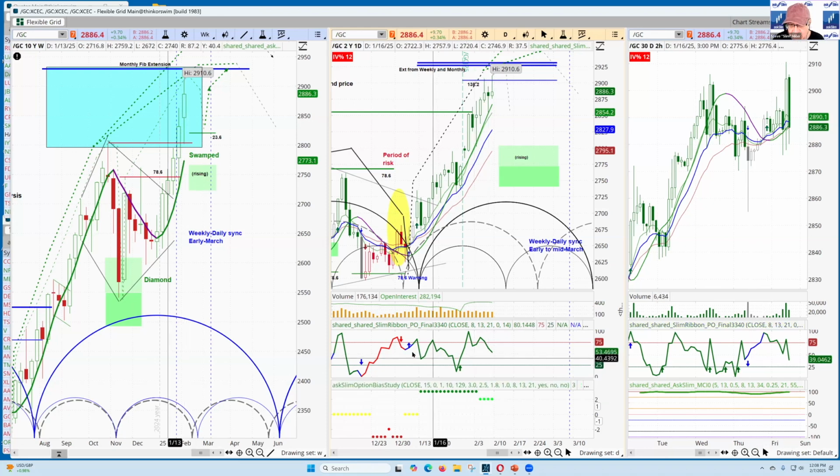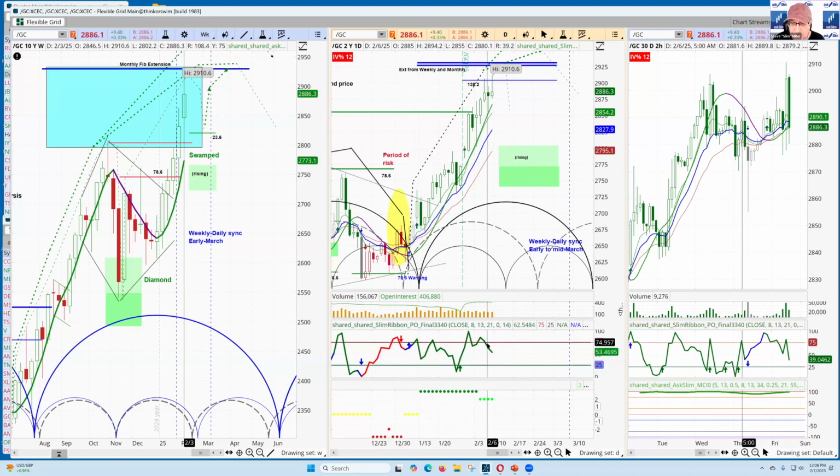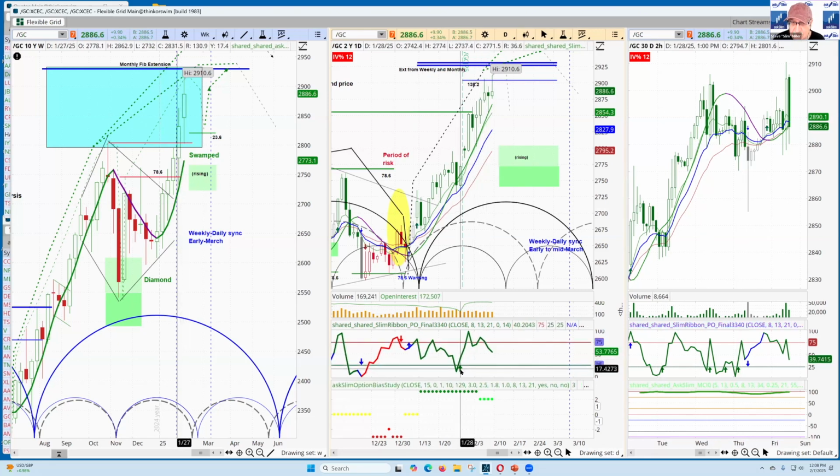So that's always important. And our slim ribbon PO on the bottom gives you signals, with the color showing you the momentum condition, and those arrows when they come up tell you when there've been little corrections and upside or downside resumptions in momentum. So all this is extremely valuable when you do this analysis, that you understand all of that.